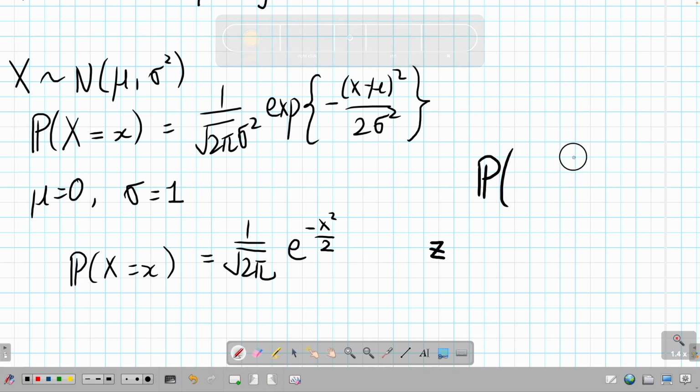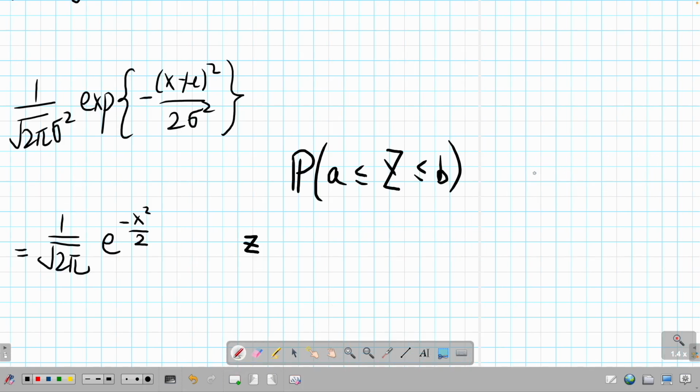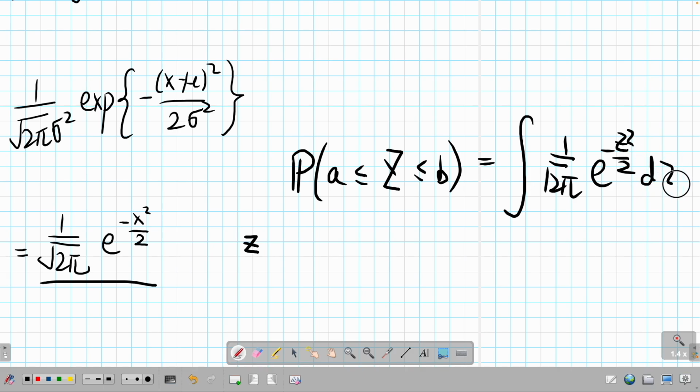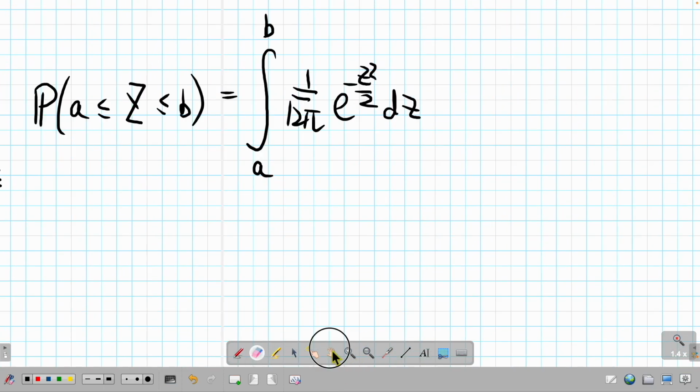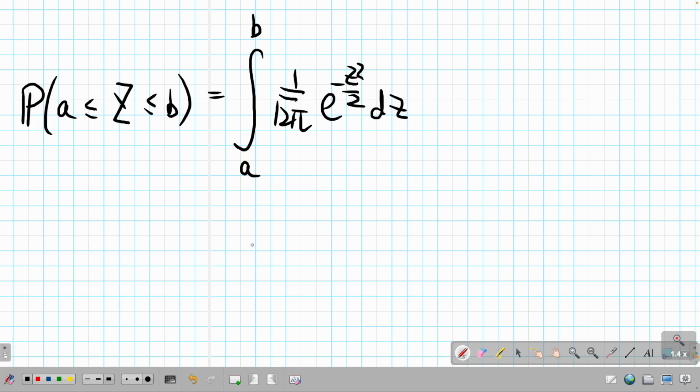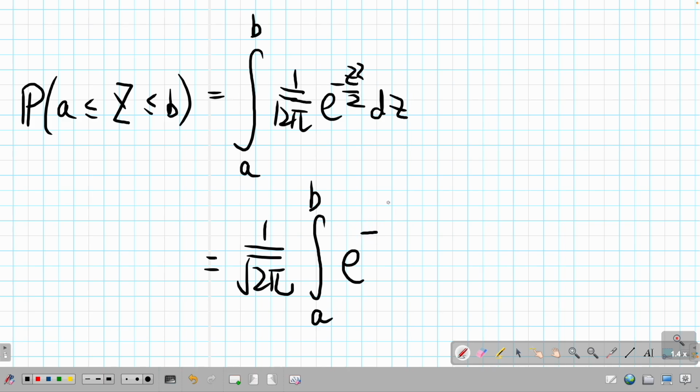The probability of the standard z-score bounded between two values a and b will be this thing, integrated from a to b. Now I'm going to do some variable transformation. I move the 1 over square root 2 pi outside, so I have 1 over square root 2 pi, integration from a to b. Now I'm going to do something called change of variable. Instead of z divided by 2, I'm considering z divided by square root 2 and then the whole thing squared. So now I have dz.